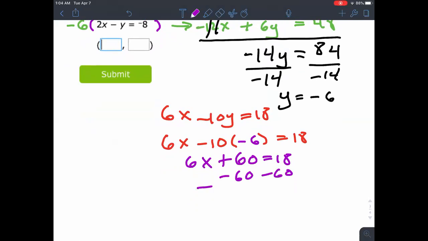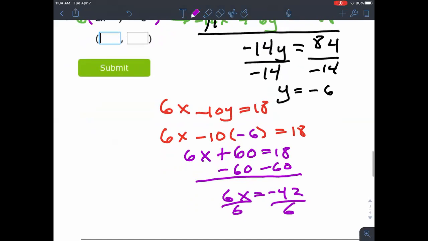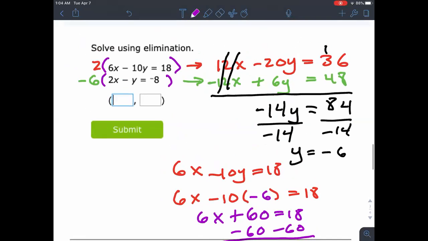Subtract 60 from both sides, and I get 6x equals negative 42, and divide by 6, and I get x equals negative 7. So x equals negative 7, y equals negative 6, and that's it. I have got the answer. What a very satisfying ending to a challenging problem.